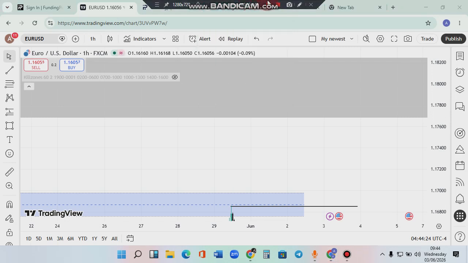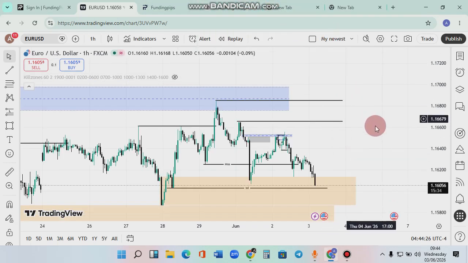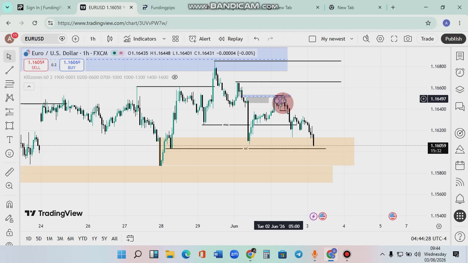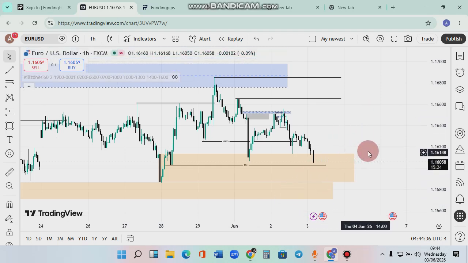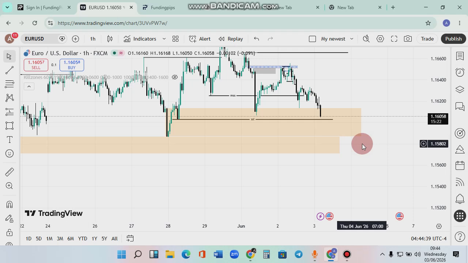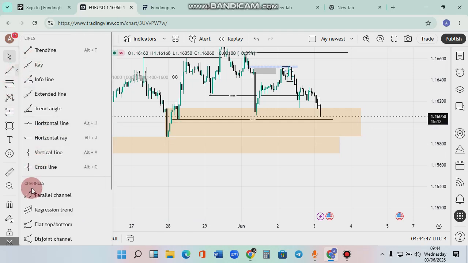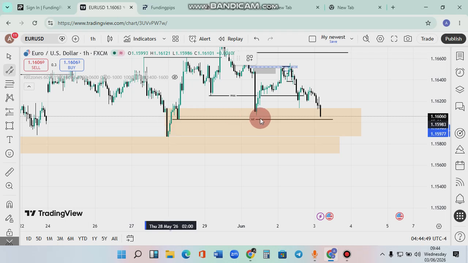To start what? To start selling. All the sells you will be making in Euro USD will be a short sell, a scalp. Scalp, take your profit, scalp it, take your profit. So price is going to come here, sweep this liquidity deeper, maybe into this fair value gap here.